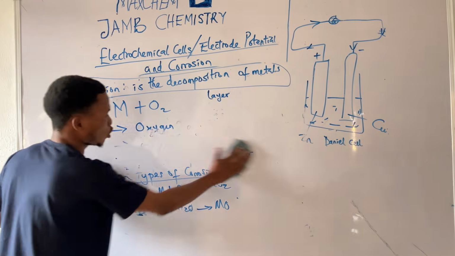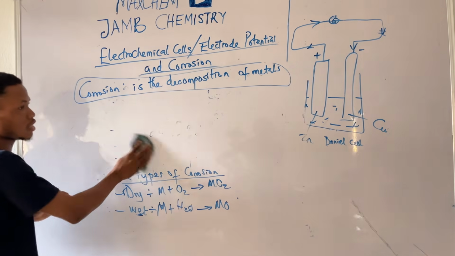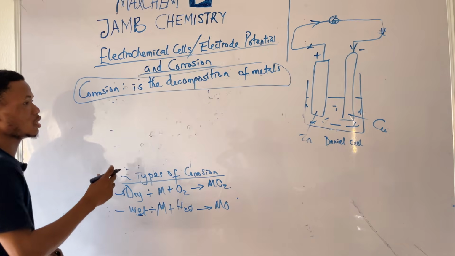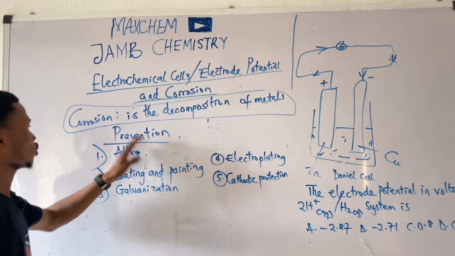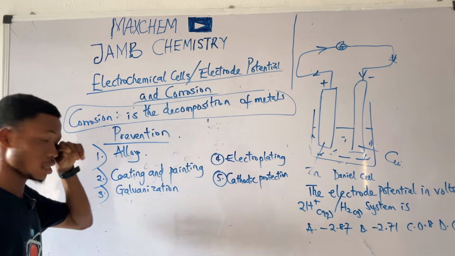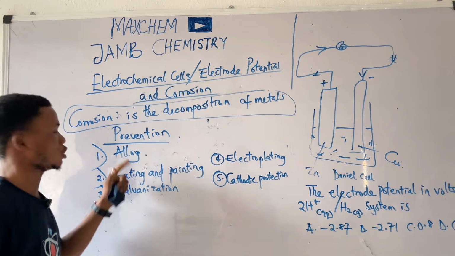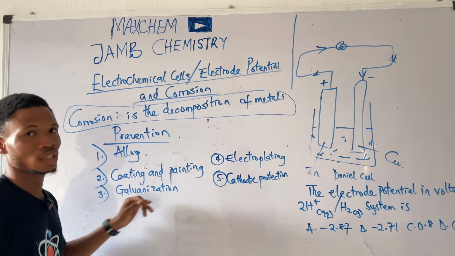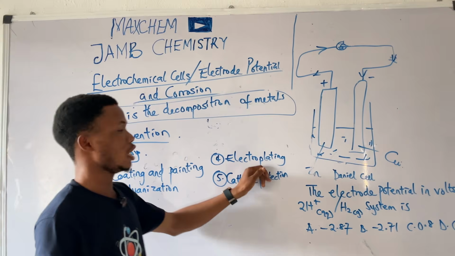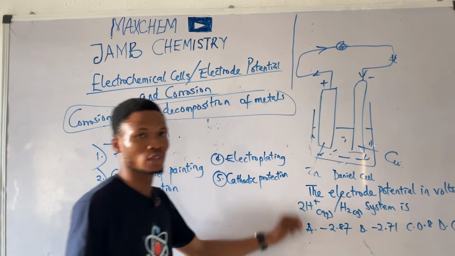So how do we stop corrosion? Because it affects our reaction. All right, so let's talk about prevention of corrosion. How do we prevent corrosion? Number one, by the use of alloy. Number two, coating and painting. Number three, galvanization. Number four, electroplating. And number five, cathodic protection.